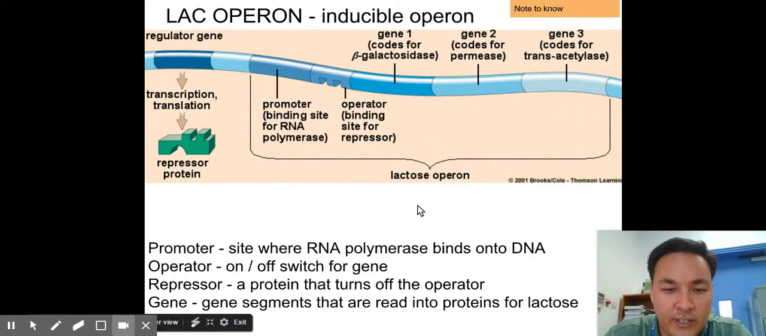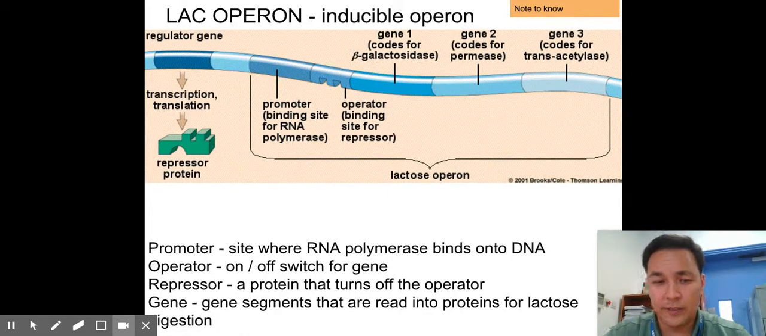Okay, we talked a little bit about gene regulation. We talked about eukaryotic gene regulation, and how you have RNA interference and the dicer enzymes and stuff, but you don't need to know that. Okay, so that was an extra. What you do need to know is the lac operon.